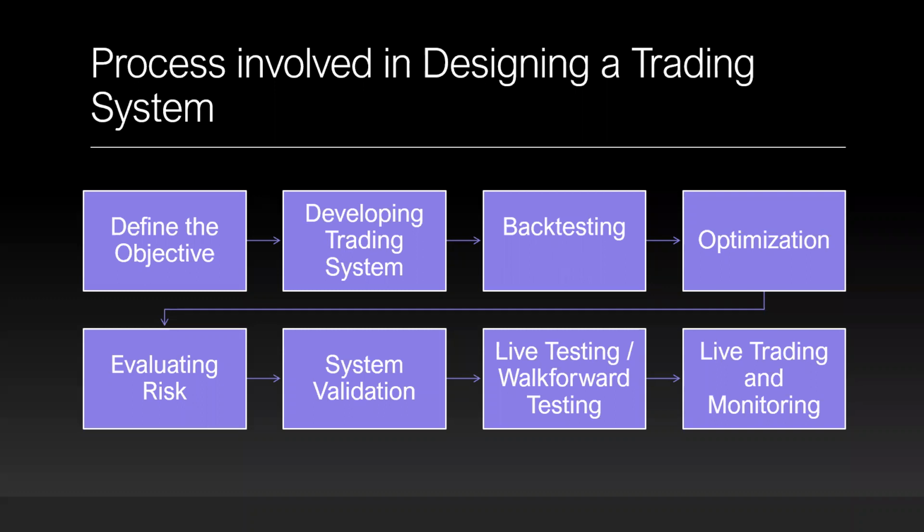Post that, we will try to do the optimization to reduce the weaknesses in the trading system. Maybe we want to increase the profitability, or we want to reduce the drawdown. So for various factors, people go for optimization, which is mostly a fine-tuning process, so that we get reduced losses or increased profitability.